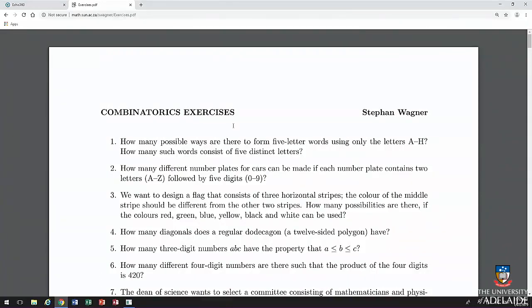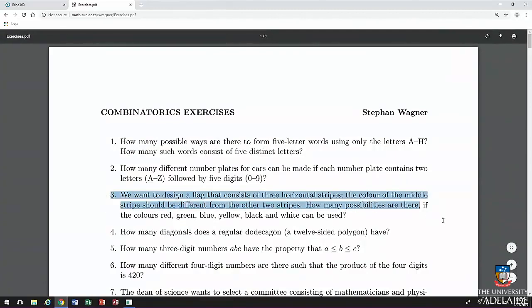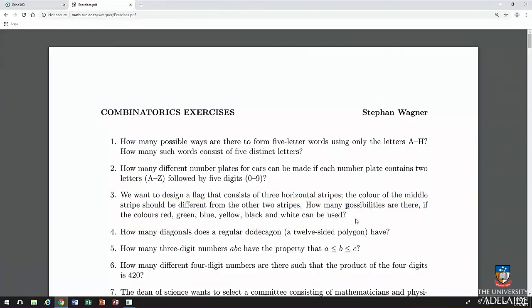Let's do question 3. We want to design a flag, that's this question just here. So I'm going to do this and try and draw out the process that I'm using. But it's really hard to talk about that process without a problem to talk about. So we want to design a flag that consists of 3 horizontal stripes. The colour of the middle stripe should be different to the other 2 stripes. How many possibilities are there if the colours are red, green, blue, yellow, black and white?